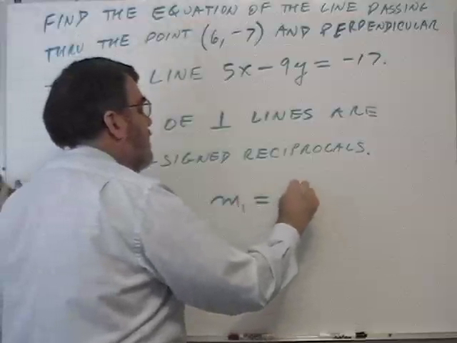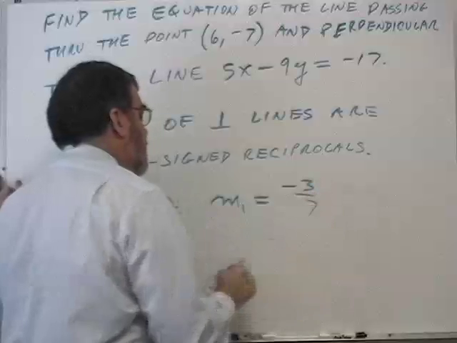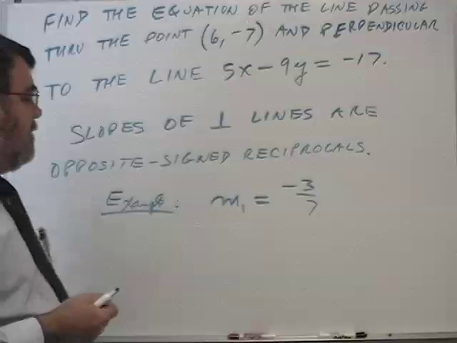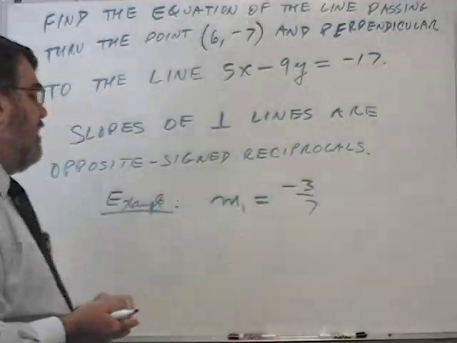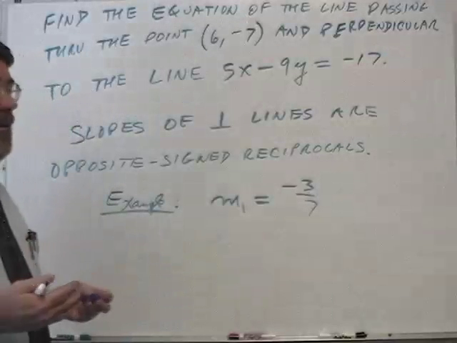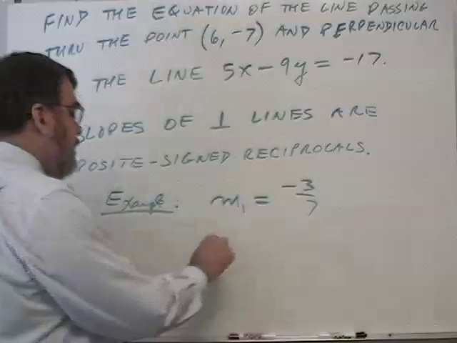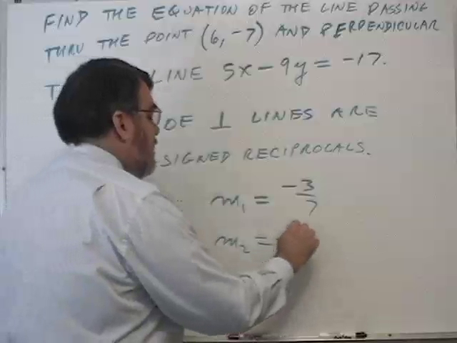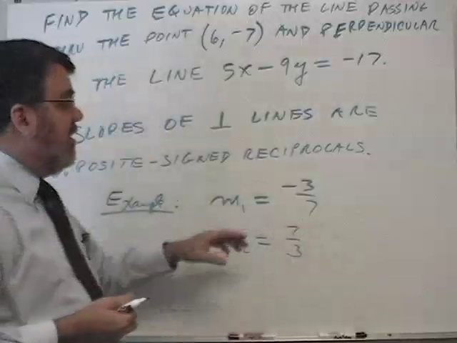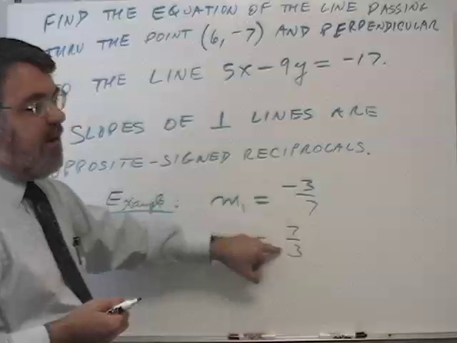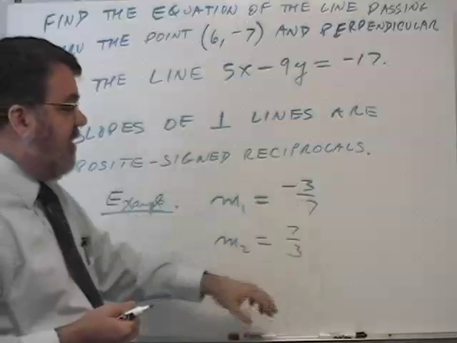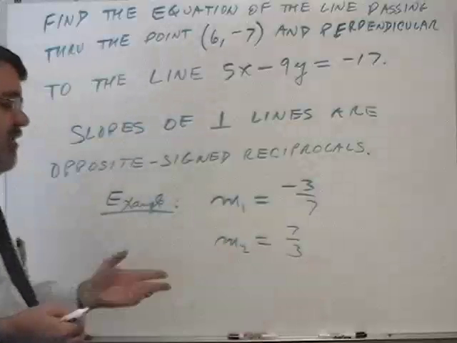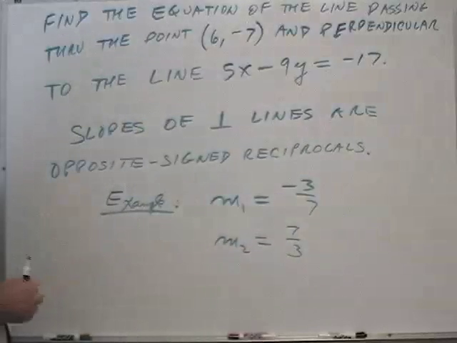with a slope of -3/7. So I label this m1 for slope of line 1. This line has a slope of -3/7. A perpendicular line to it would have a slope of +7/3. So you would change the sign from negative to positive in this case and invert the fraction, 7/3. So these would describe lines which run perpendicular to one another.